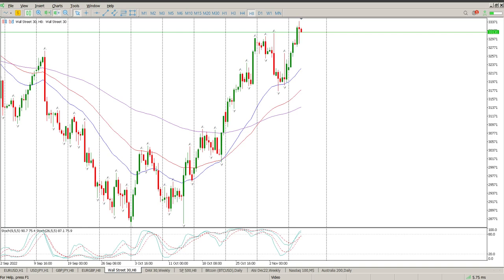Good morning, everybody, and this is your Dow Jones day trade setups for today. And we had a bit of chaos yesterday.